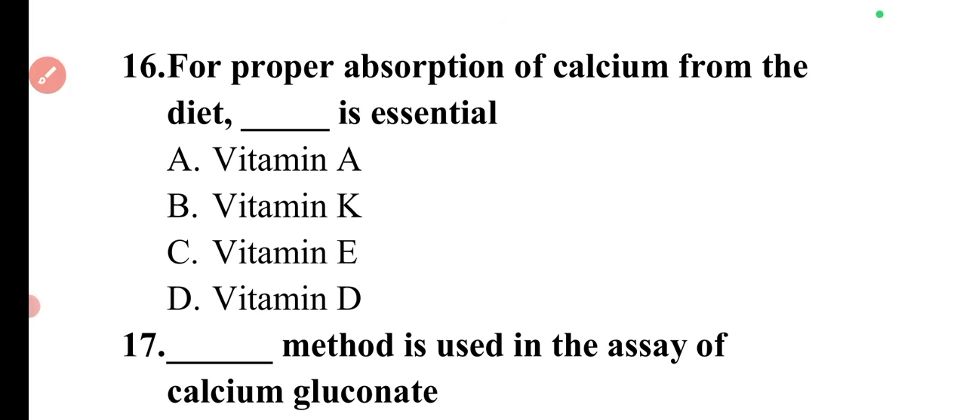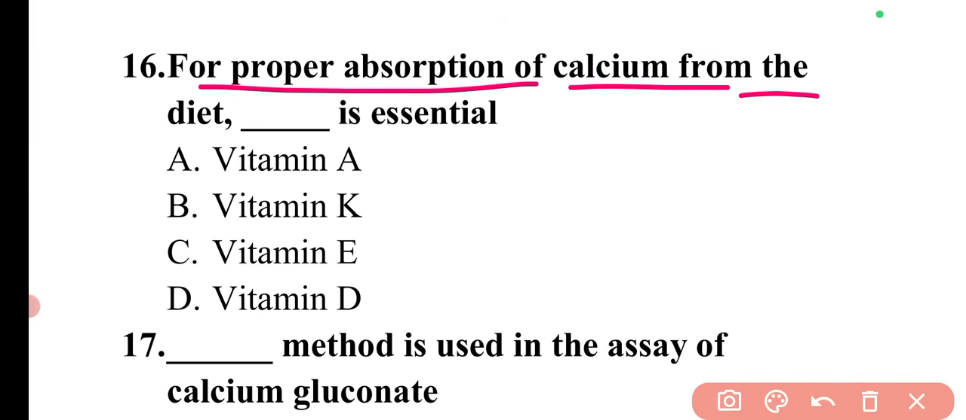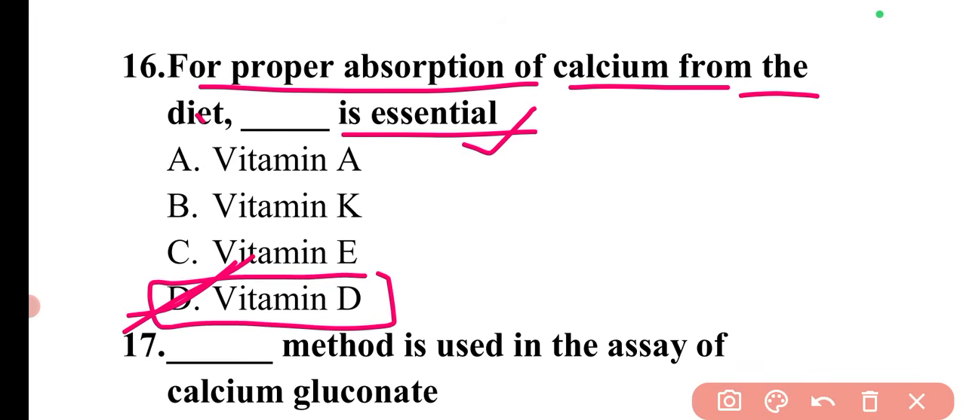Then next question is for proper absorption of calcium from the diet, dash is essential. So if we need a proper absorption of calcium, what will be required in our diet for this absorption? So for this, vitamin D will be an important vitamin which is required for the proper absorption of calcium. So here option D will be the correct answer.